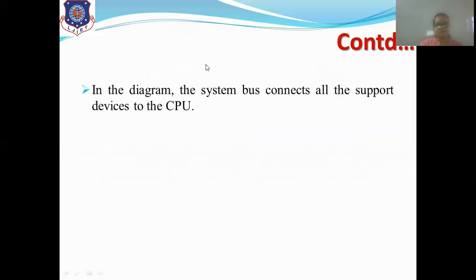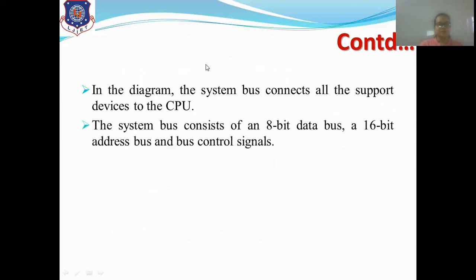In the diagram, the system bus connects all the support devices to the CPU. So all the peripherals embedded on a single chip are connected to the CPU. The system bus consists of an 8-bit data bus, a 16-bit address bus and control bus signals. Similar to 8085, it has an 8-bit data bus and a 16-bit address bus to carry an address of 16 bits. So a maximum of 2 raised to 16, that is 64 KB of memory, can be connected. Internally it is 4 KB ROM and 128 bytes RAM, so externally you can connect up to 64 KB.